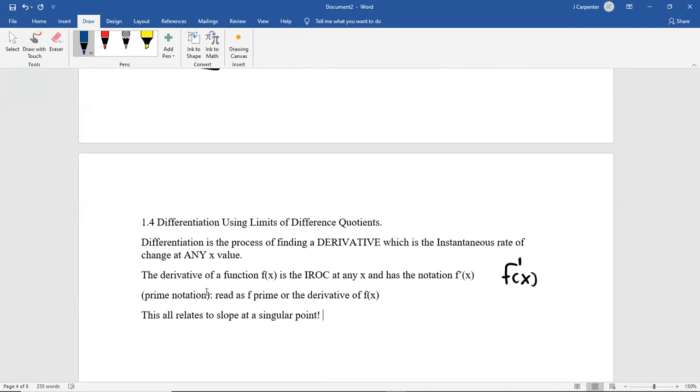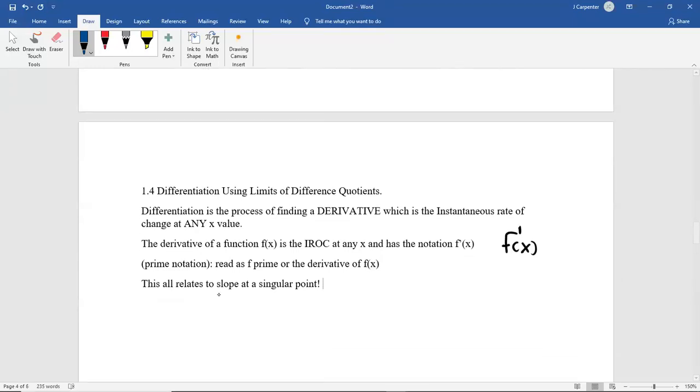So what does this look like? F prime of x, the derivative at a specific x value, is equal to the limit as h goes to 0 of the difference quotient, which was f of x plus h minus f of x, all divided by h. This is the limit definition of the derivative.